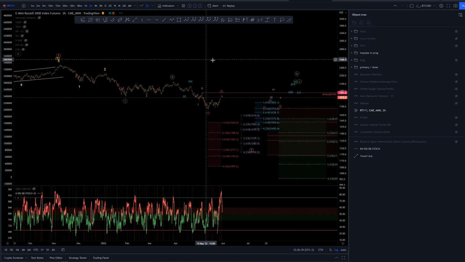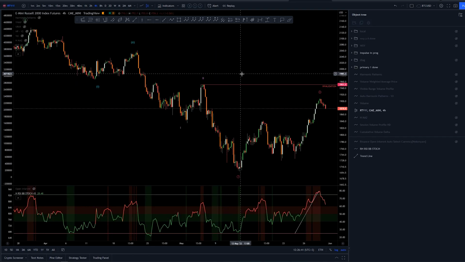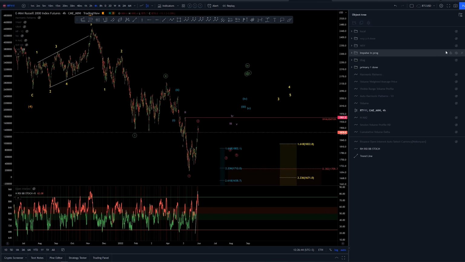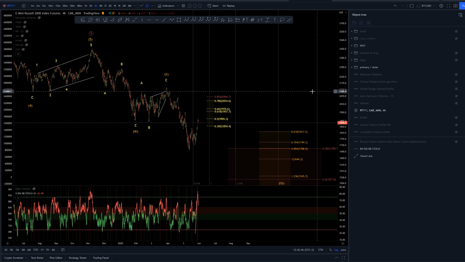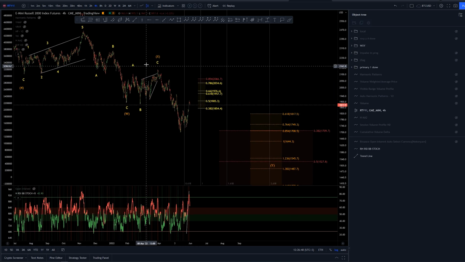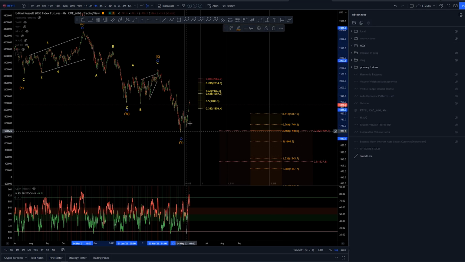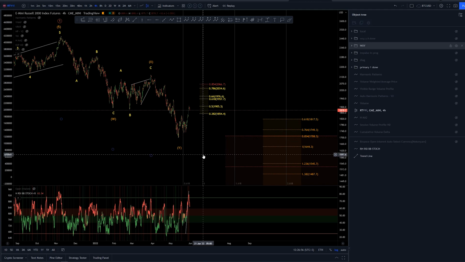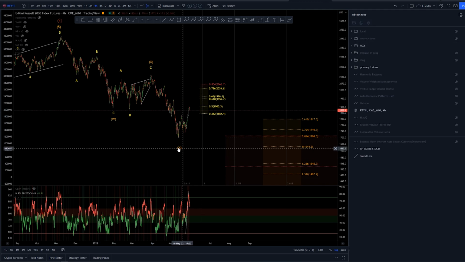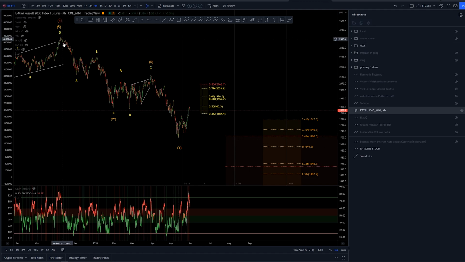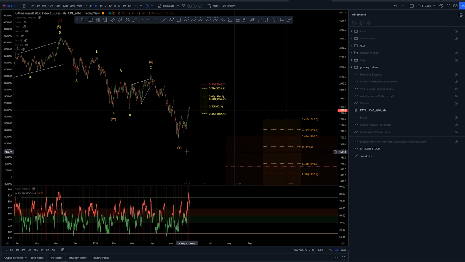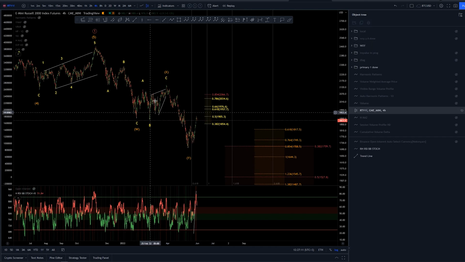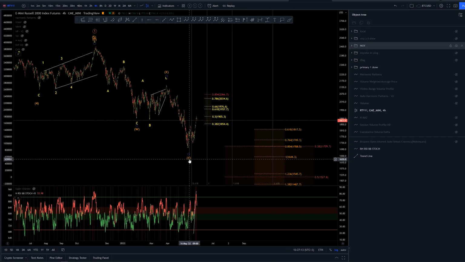Let's go here. Then we had this possibility of being a WXY. The Y wave here on Russell 2000 did not get to the 0.618 or 1-to-1 extension of the W wave for the Y wave here. So unlike in S&P 500, where we had that nice 1-to-1 extension, here we are even missing the 0.618. So it is not very likely that overall this structure would have ended here.